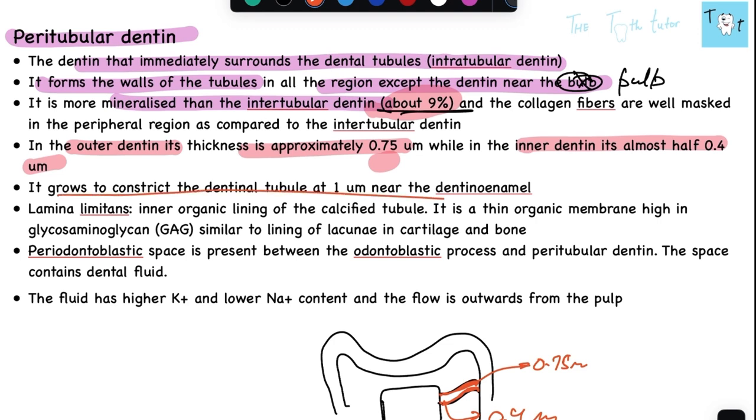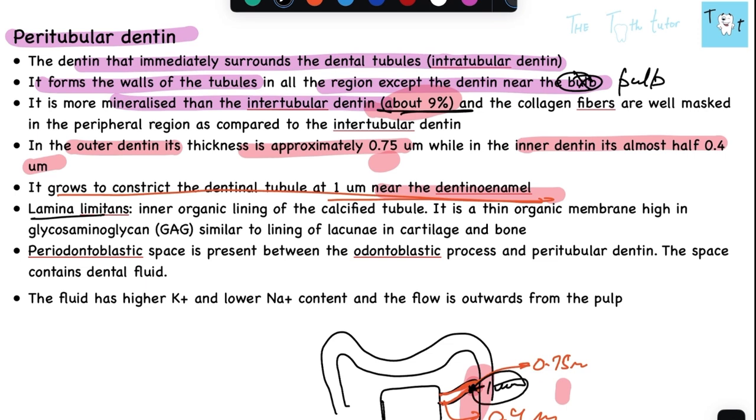It grows to constrict the dentinal tubules at 1 micrometer near the dentino-enamel junction. So it is saying that because at the periphery the peritubular dentin gets so thick, it constricts your dentinal tubule, so the thickness of the dentinal tubule will be 1 micrometer over here. Only 1 micrometer of space will remain over here.